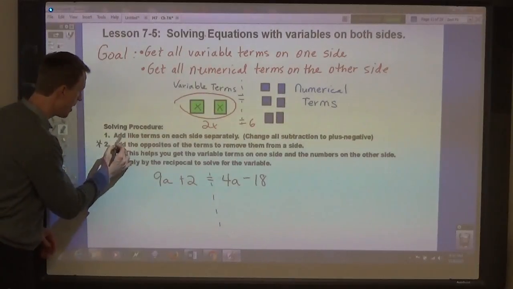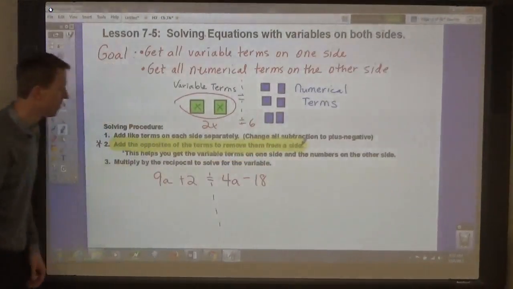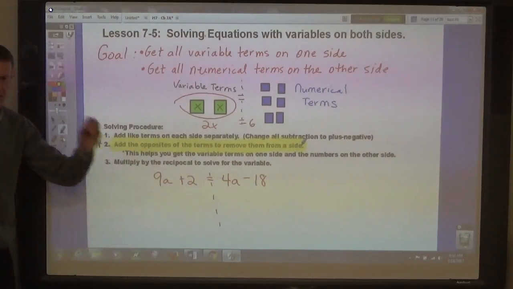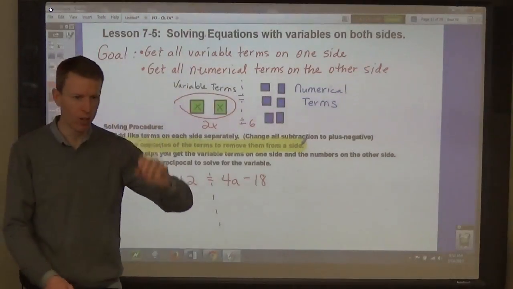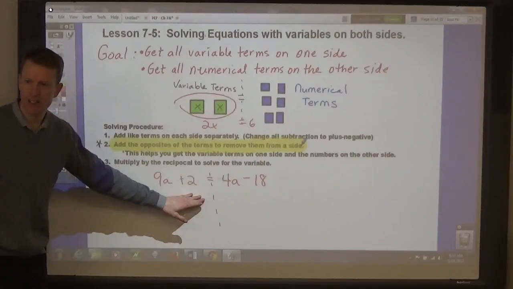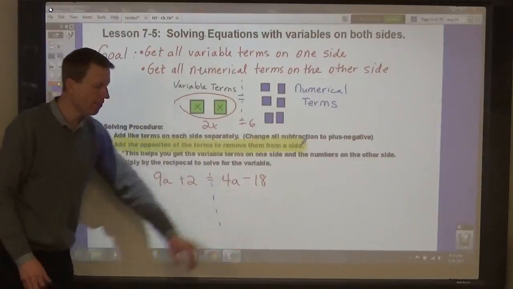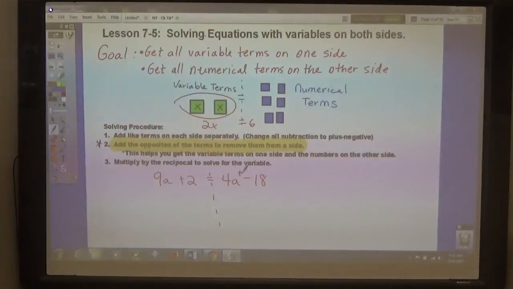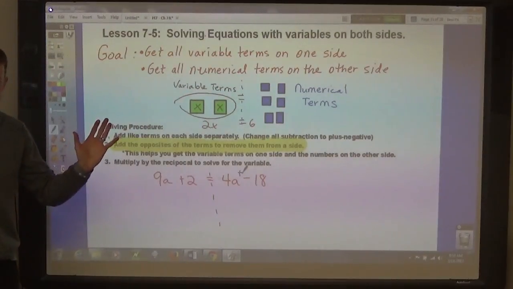Highlight that in your notes. Add the opposites of the terms to remove them from a side. That's what we're going to be focusing on. When you add the opposite, you always get 0, right? 5 plus negative 5 is 0. 2 plus negative 2 is 0. Or if we added the opposite of negative 18, we would get 0. Whenever you add the opposite, it always eliminates it.